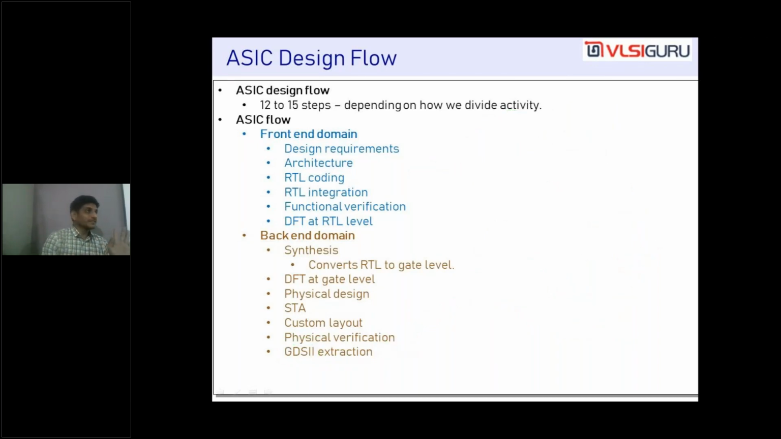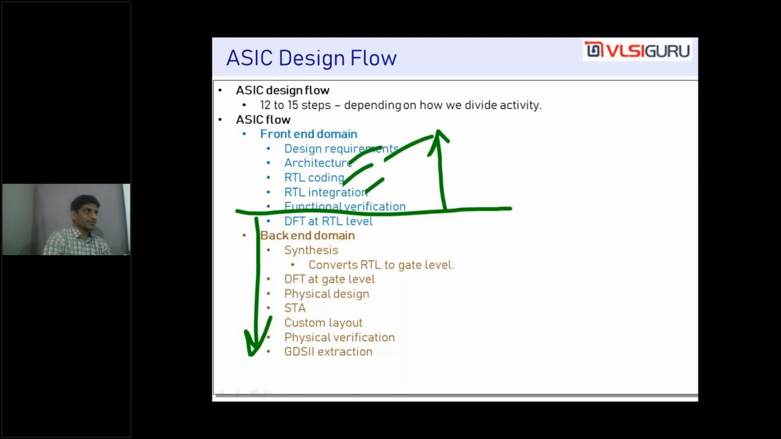Whatever flow we discussed, is this FPGA flow or ASIC flow? This is ASIC flow. Till this point, ASIC and FPGA are the same. From here onwards, FPGA differs. Till this point there is no difference, both are exactly the same, because in both cases they need to know requirements, architecture, RTL coding, everything has to be the same, right?